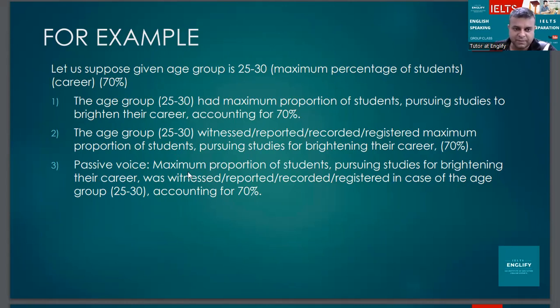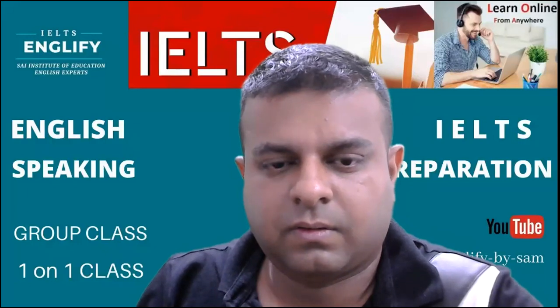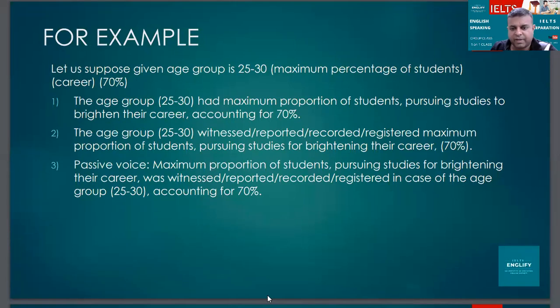Now, if you make a passive sentence, it's easier. You just change the object and subject. So maximum proportion of students pursuing studies for brightening their career was witnessed or reported, recorded. Because why are we having was? Sometimes this question also erupts. Obviously, because you're talking about maximum proportion. So sometimes this question has also been asked, like why do we use was? I mean, we have a percentage here, 70%, then why are we having was? Why are we not using were?